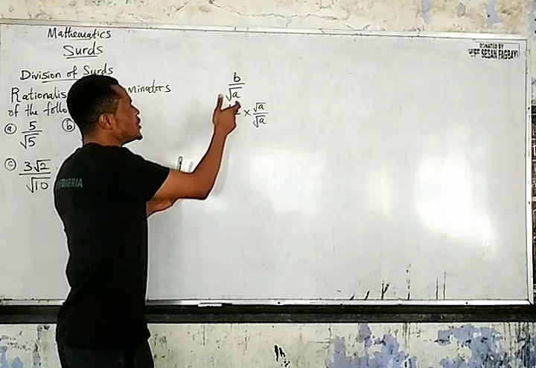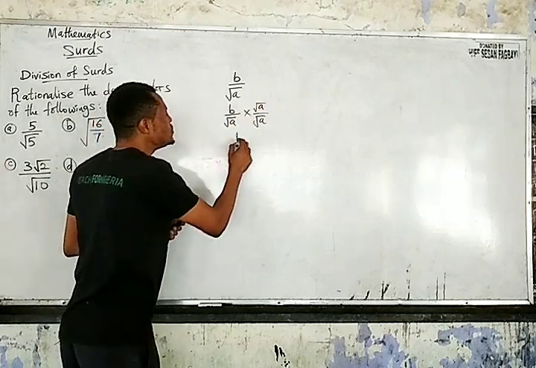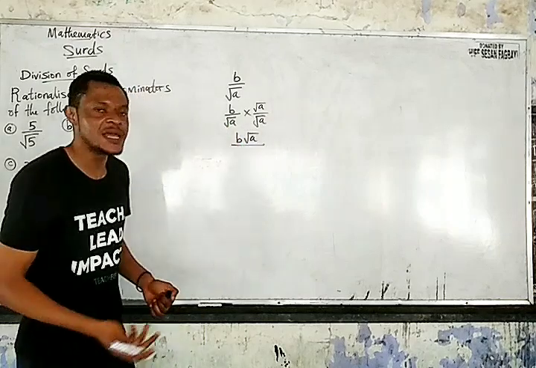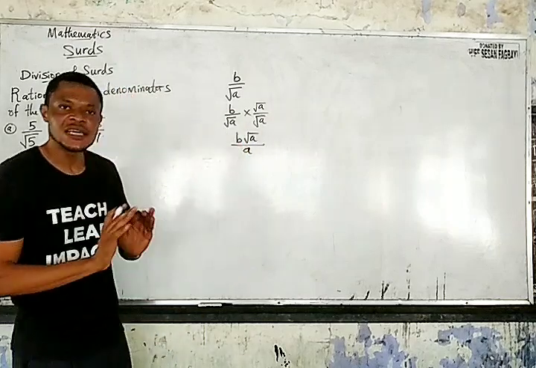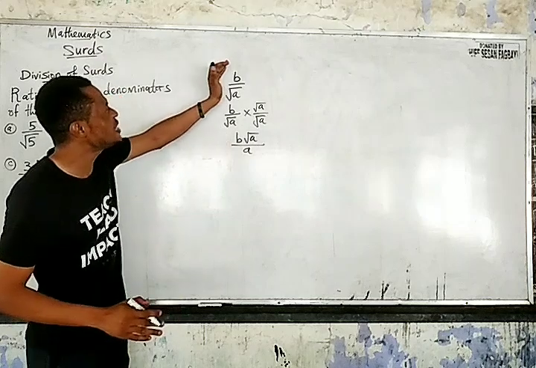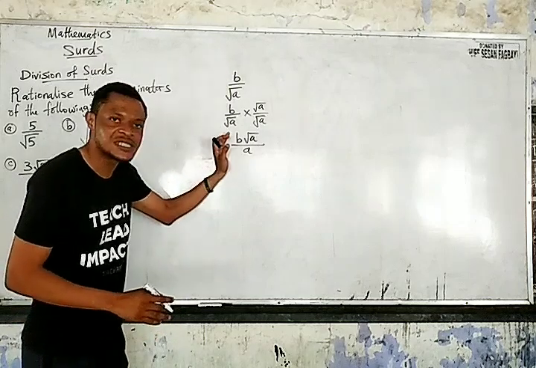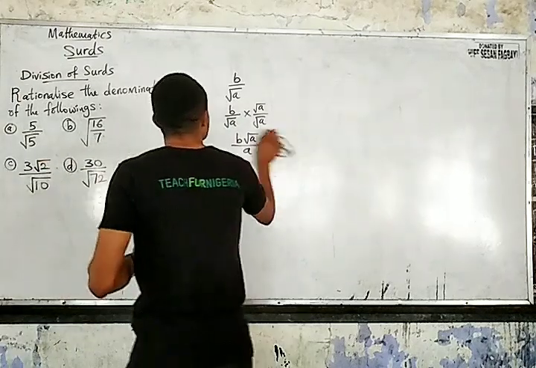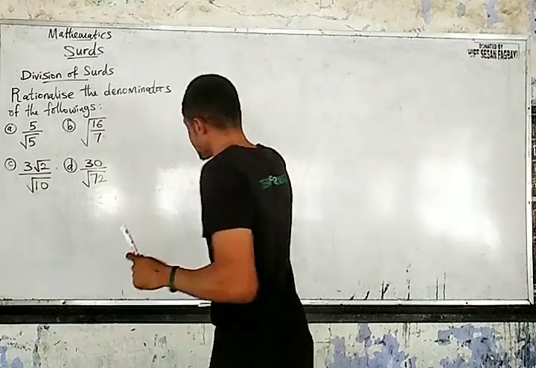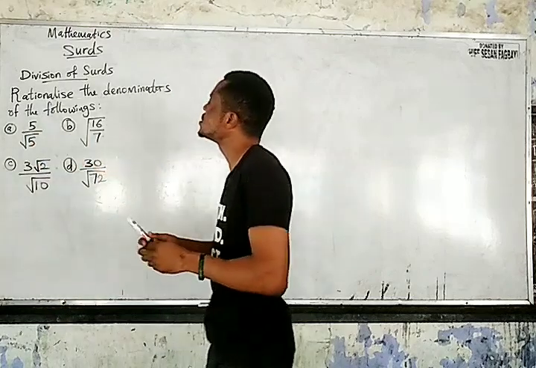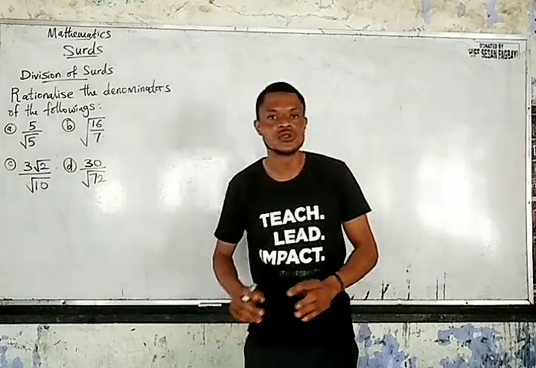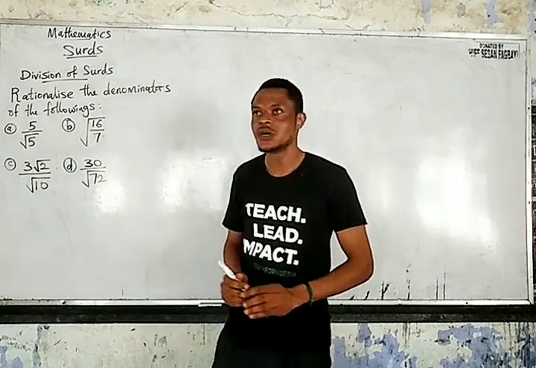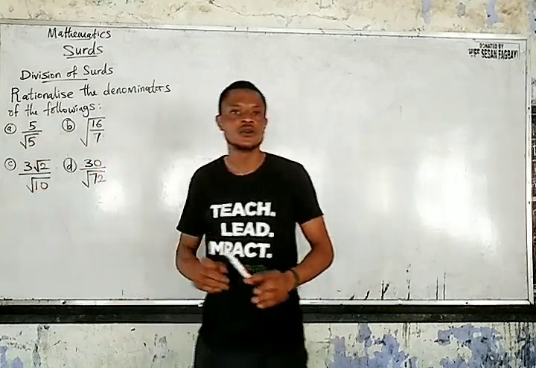So what do we have next? b multiplied by root a will be b root a, then all over root a multiplied by root a is going to be a. Easy. By doing this, we have rationalized the figure we have here to be this. So that is how it is. Now let's go back to the question. Sorry. Let's go to the first question, which is 5 all over root 5.